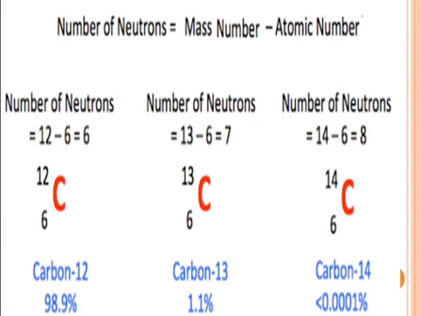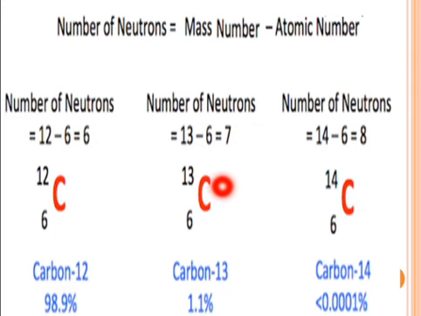So let us see how these three isotopes of carbon differ from each other on the basis of their mass number and number of neutrons. In carbon 12, if you subtract the atomic number from its mass number, the number of neutrons comes out to be 6. So carbon 12 has 6 neutrons and 6 protons in its nucleus.